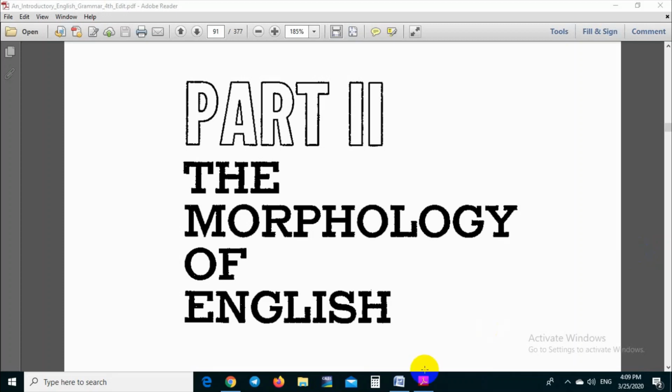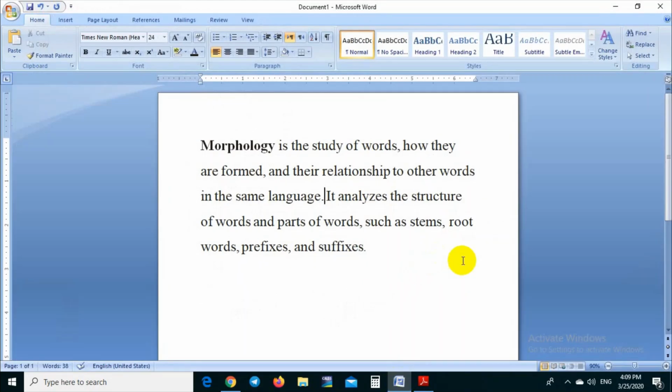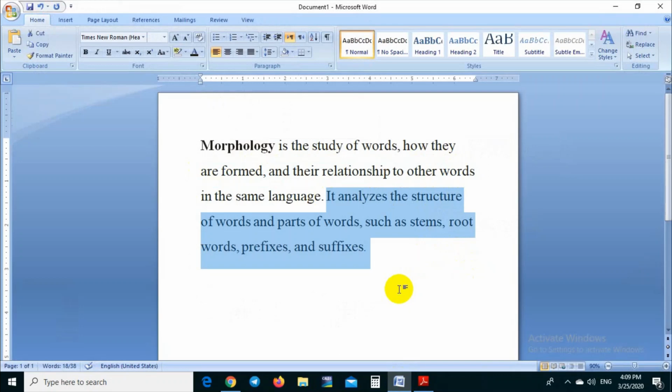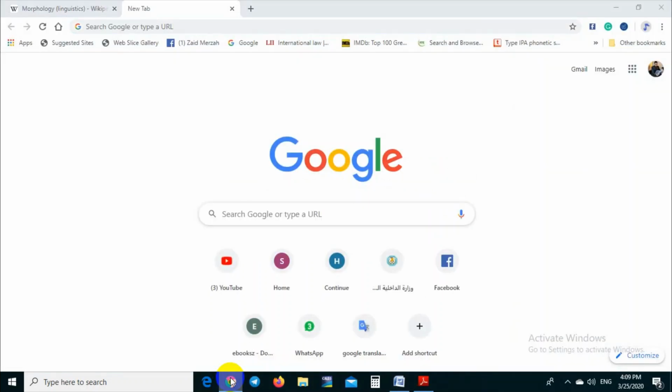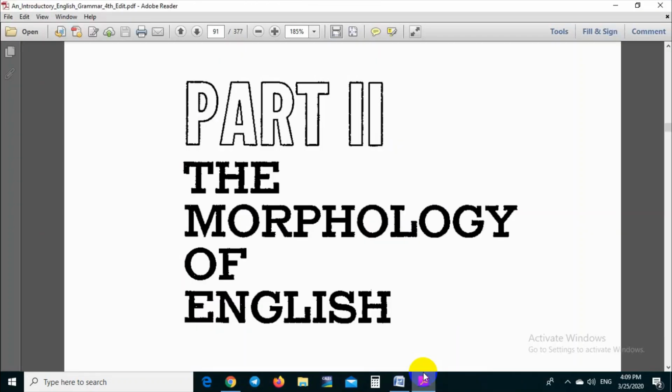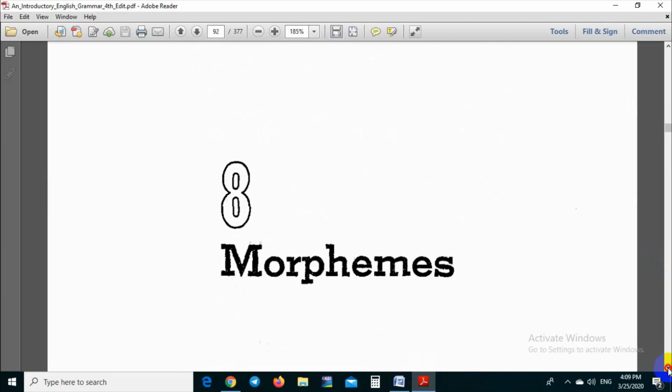Okay, so if we define morphology, it is again the study of words, how they are formed, and their relationship to other words in the same language. It analyzes the structure of words and parts of words such as stems, root words, prefixes, and suffixes. So this is the definition of morphology. I hope it is clear, okay?